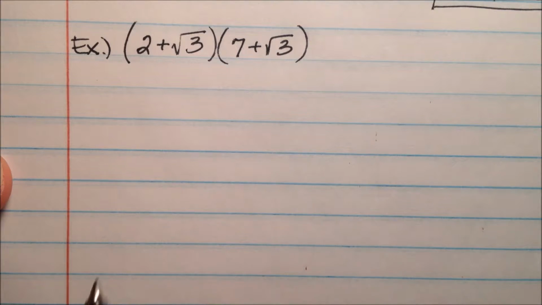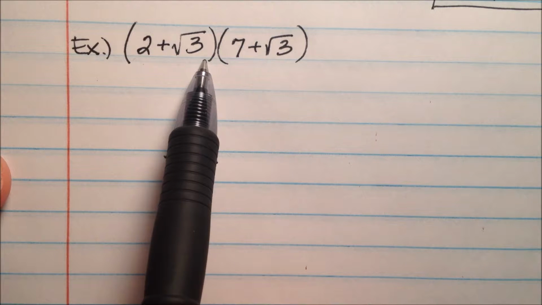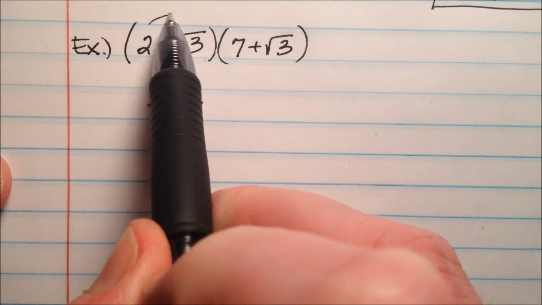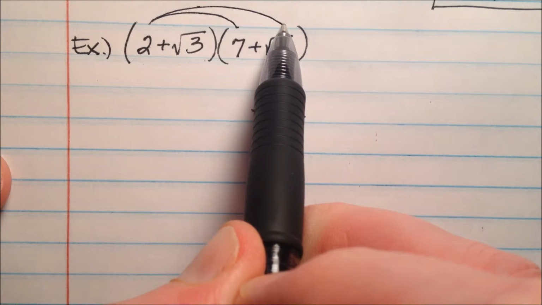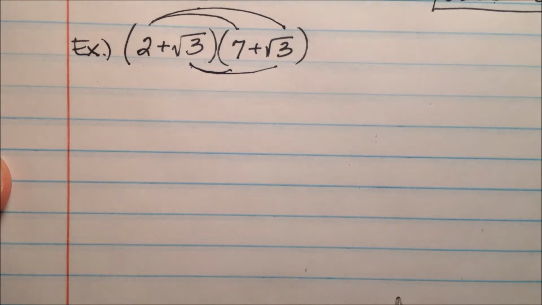For this problem, we're going to be using FOIL because we have this quantity, 2 plus the square root of 3, times this quantity, 7 plus the square root of 3. So FOIL tells us that we're going to take this 2 and distribute it to both of these terms, and then take this radical 3 and distribute it to both of those terms.